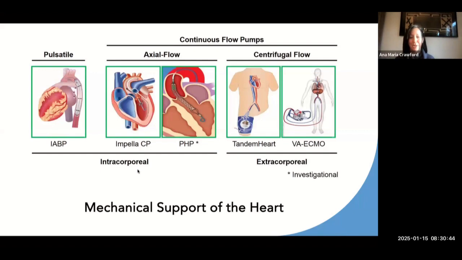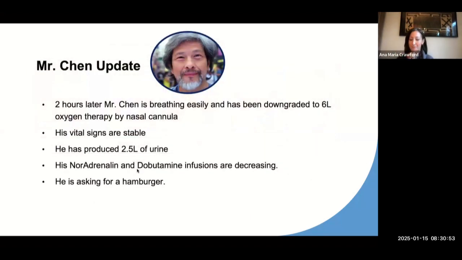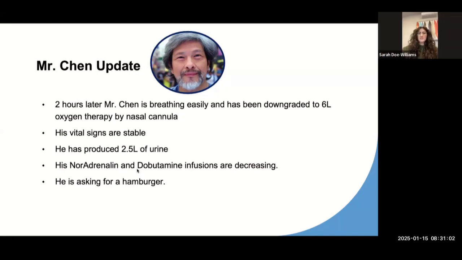And I think Dr. J made a really important point that these really are bridges to let the heart recover, bridges to transplant. Dr. Sarah, can we wrap up the session? How is our patient doing? Of course. So back to Mr.